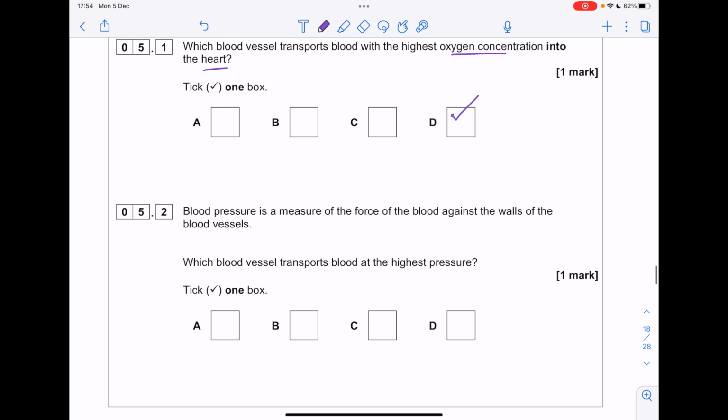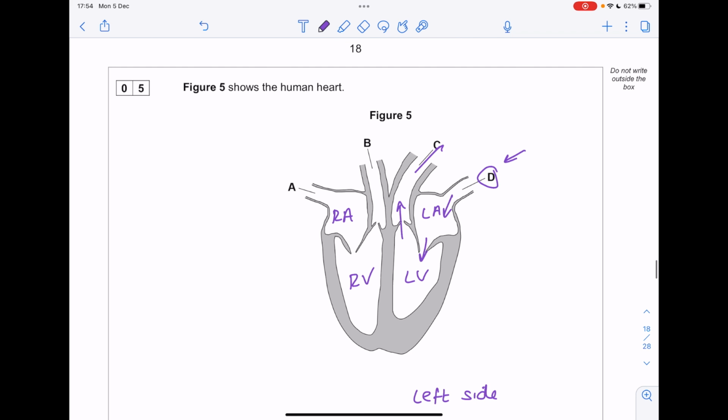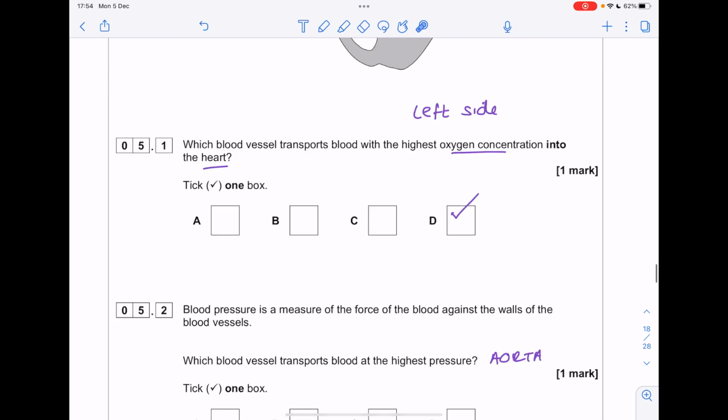Blood pressure is a measure of the force of the blood against the walls of blood vessels. Which blood vessel transports blood at the highest pressure? You're looking for the aorta here, which comes out of the left ventricle. So that's actually C.